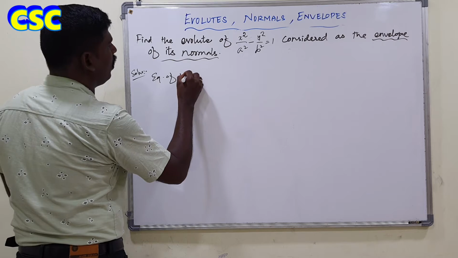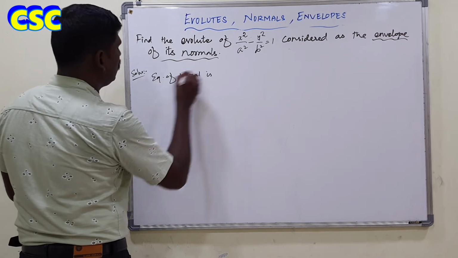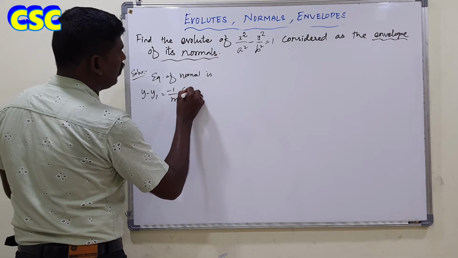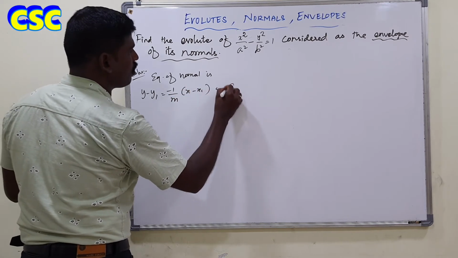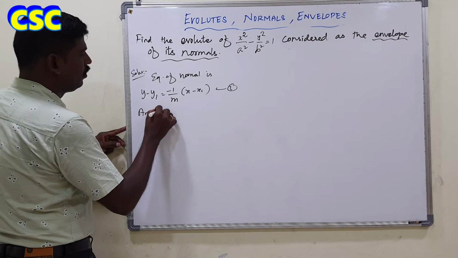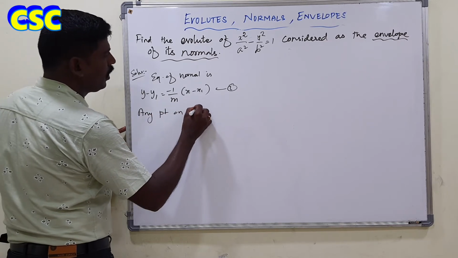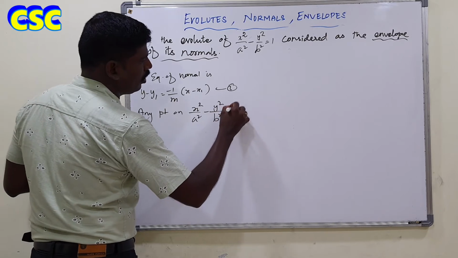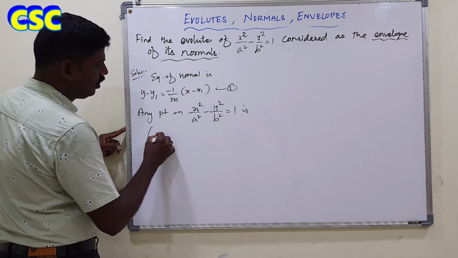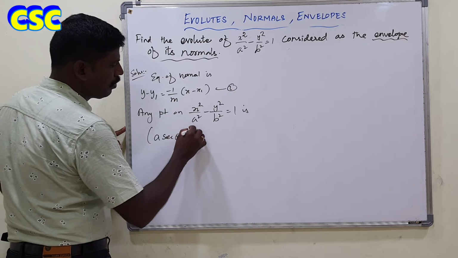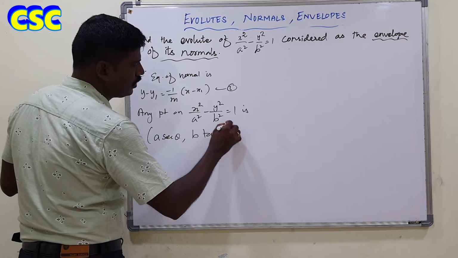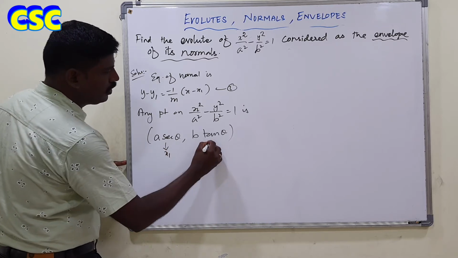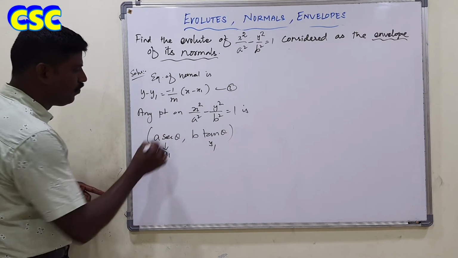Equation of normal is y minus y1 equal to minus 1 by m into x minus x1. Call it as equation number 1. Any point on x square by a square minus y square by b square is equal to 1 is a secant theta comma b tan theta, isn't it? It's the equation of hyperbola. Take this as x1 and this as y1. The only unknown we need to find is m.